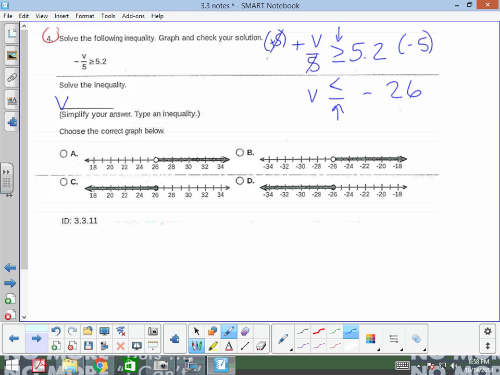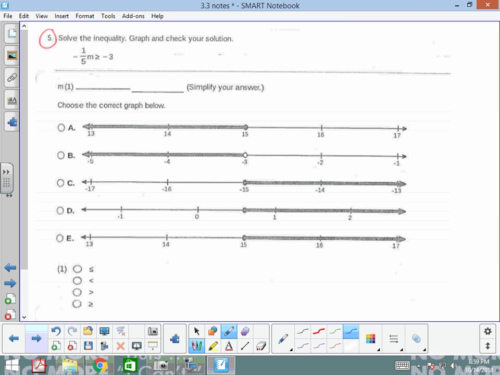That's what we have to type. Again, you might want to use that tool tray down at the bottom of your screen. Click on less than or equal to, and then negative 26. All right, so in our graph, the hole will be filled in, which means negative 26 is included, and it's going to the left. Be careful on that. All right, number 5.